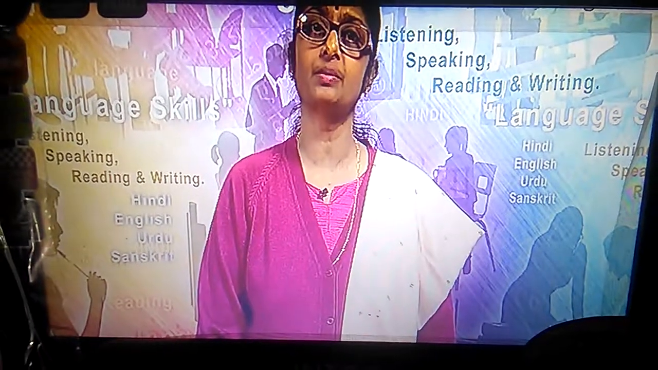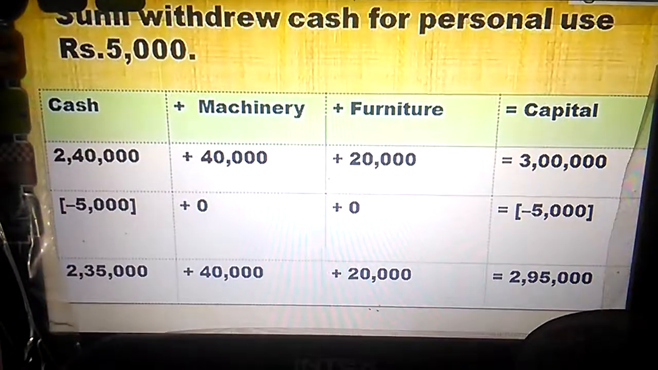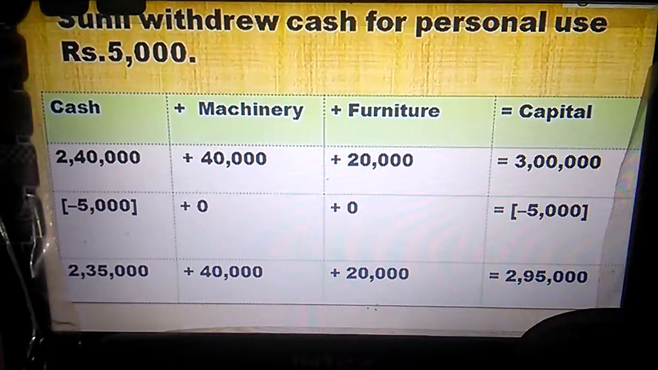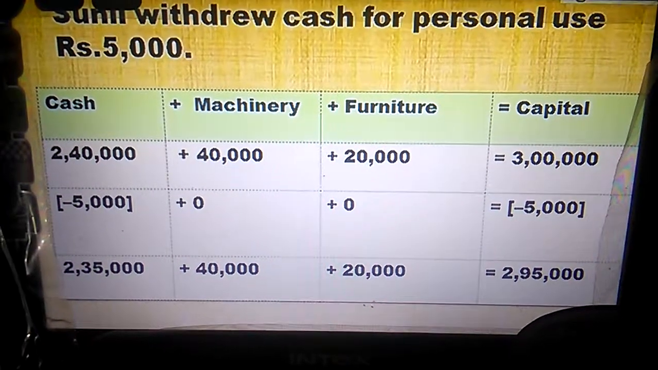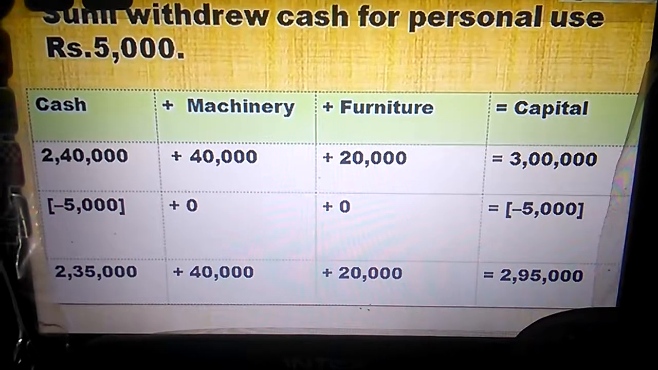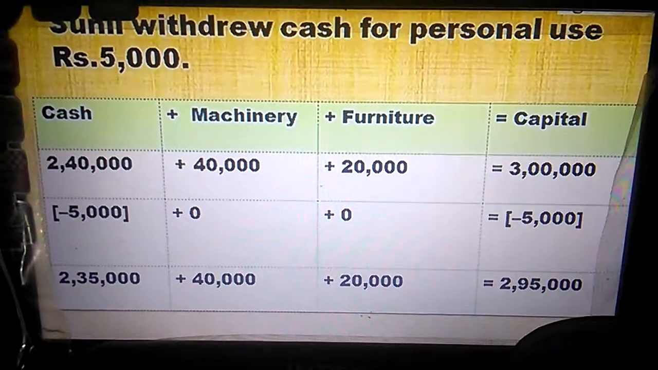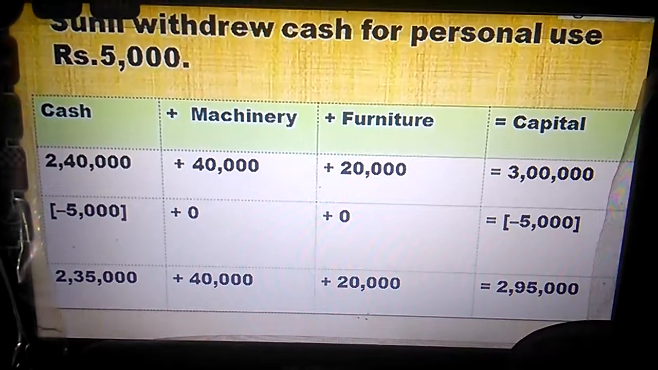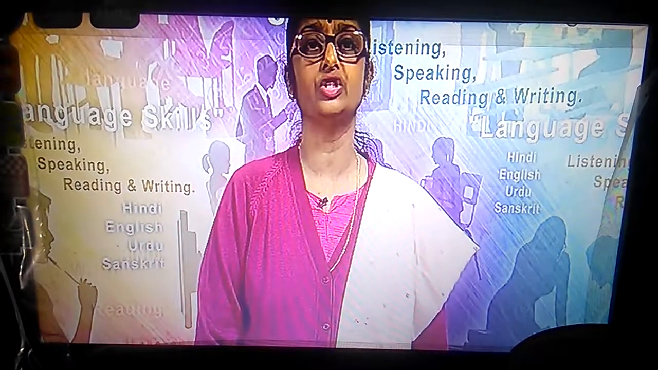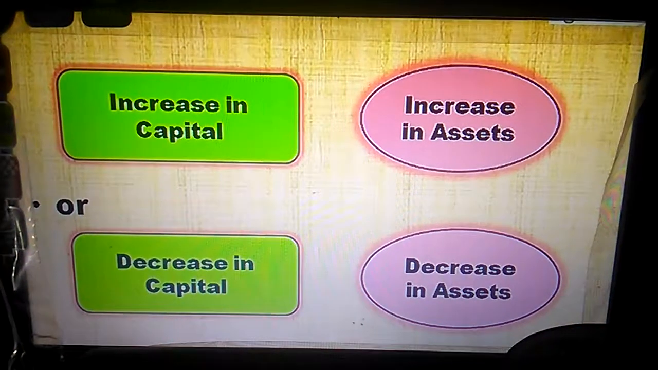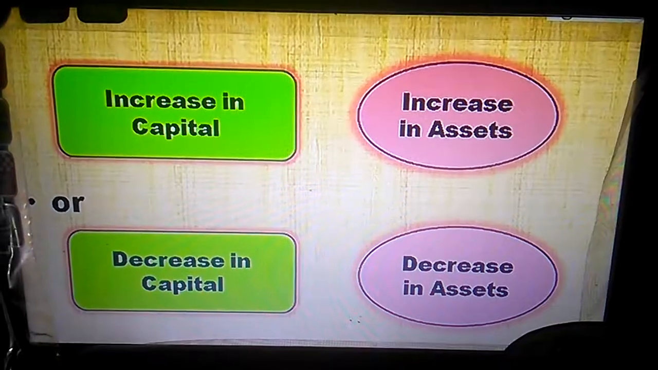Sunil withdrew cash for personal use, rupees 5,000. This is another transaction. So cash is going from the business. Cash worth rupees 5,000 is going from the business. So from the cash column we are deducting 5,000 and capital of 5,000 rupees is going. So in the capital column we are deducting 5,000. So, in every transaction, when we are seeing the accounting equation, there can be an increase in capital or a decrease in capital, or an increase in asset or a decrease in asset.